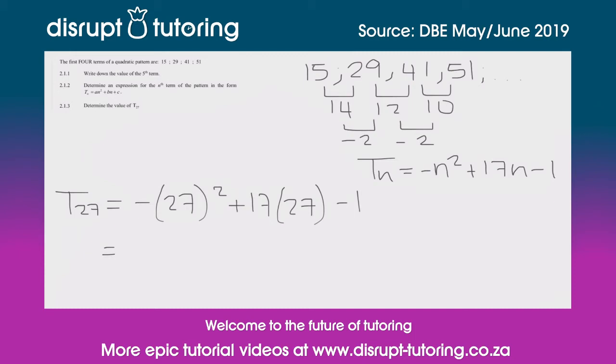That is then going to give us, if we plug it all in our calculator, minus 27 squared plus 17 times 27 minus 1. And that's going to give us minus 271. And that is the answer to the question and gives you a good 2 marks.